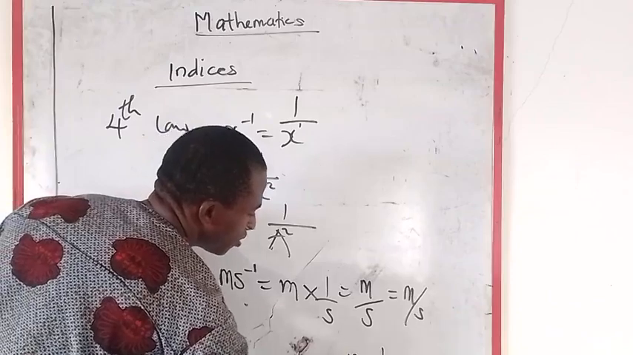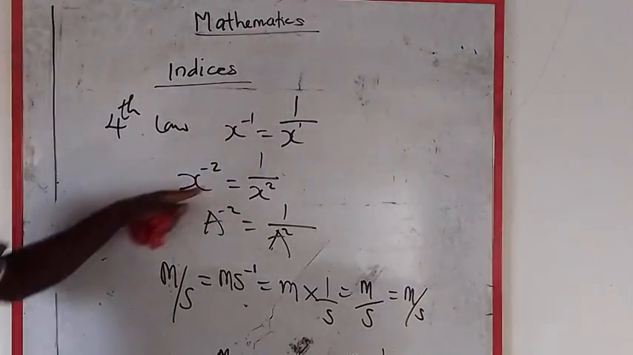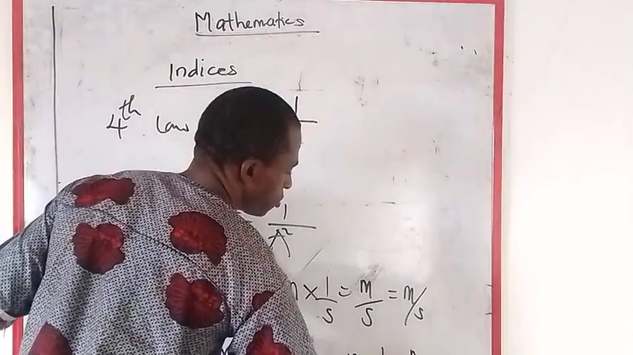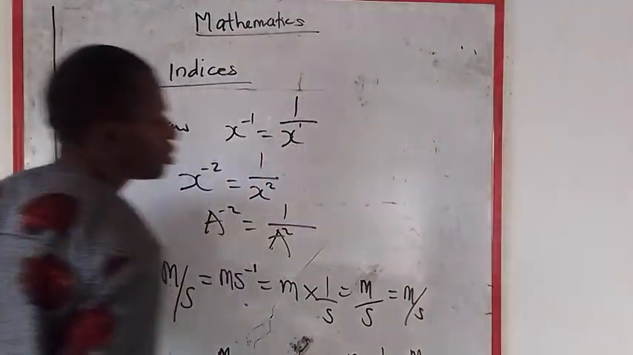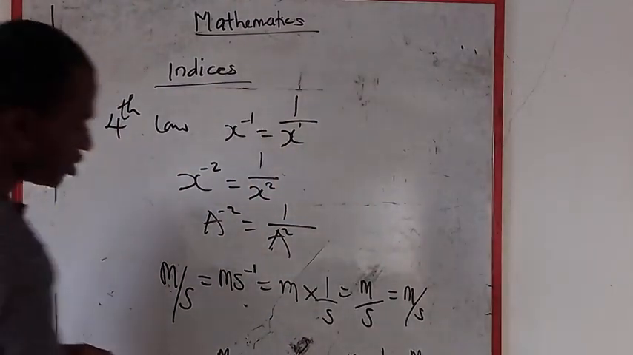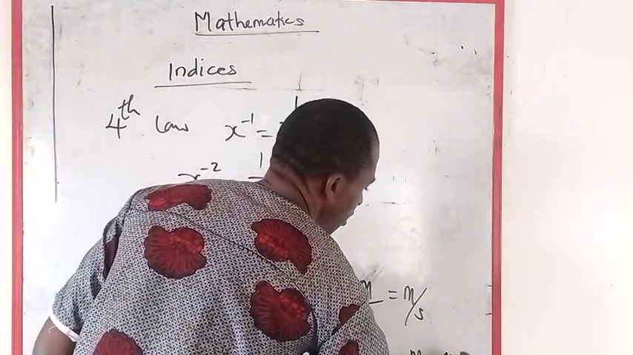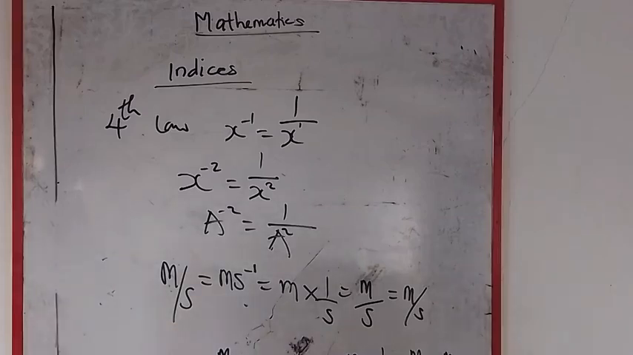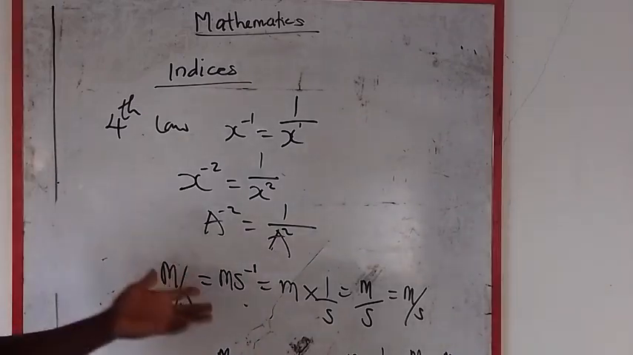m times 1 over s squared, like I did here. Check it. You'll see it. So we now have meter over second squared, which is the same thing as what? Meter per second squared. This is the unit of acceleration. So it is clearly spelled out that these laws are applicable everywhere. So I'm just using this one as an example.